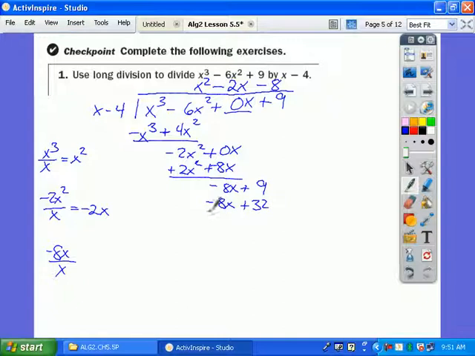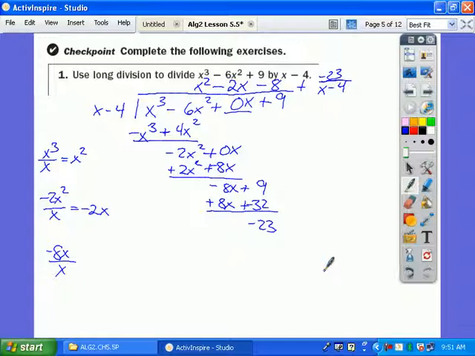Now I subtract. Subtraction means change the signs. Negative 32 plus 9 is negative 23, and that is our remainder. So we can either write r, negative 23, or we write it as plus negative 23 over x minus 4. There we are. That's the long division algorithm. That's the process.